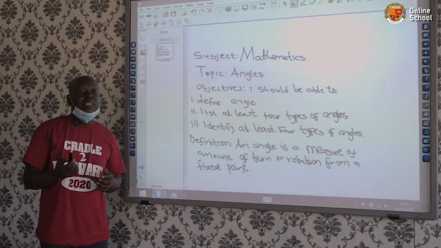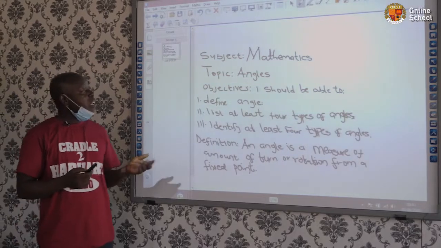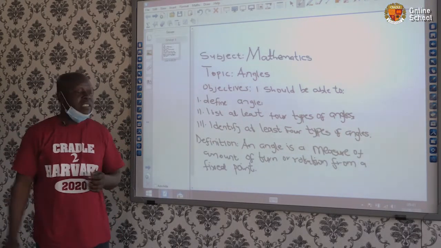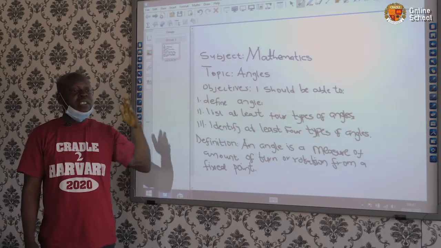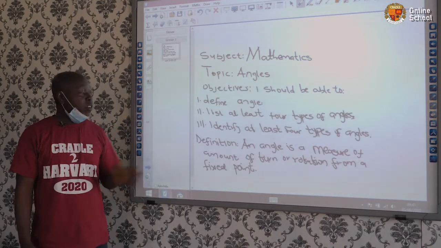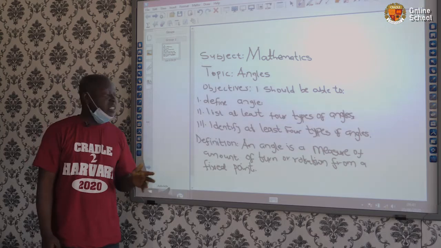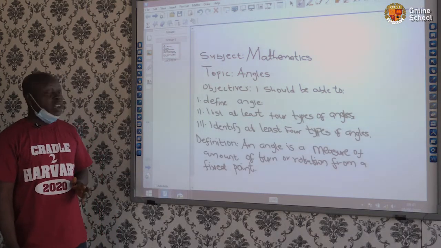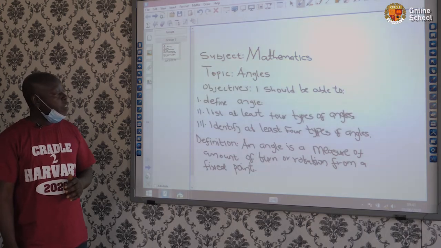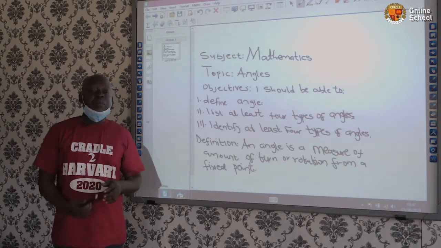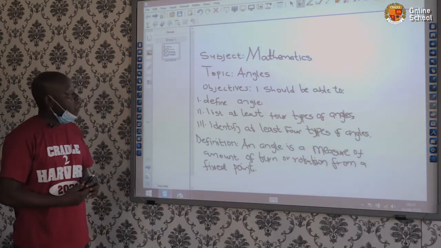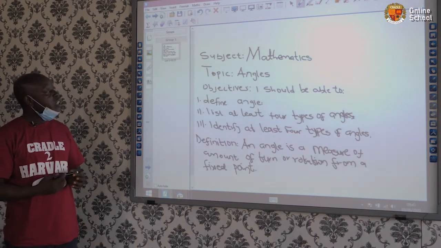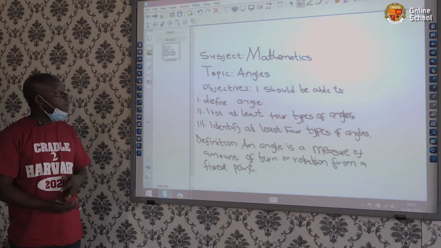We said perpendicular lines means when a vertical line crosses or meets a horizontal line. Where they meet is called the vertex, and right angles are formed, and then the lines become perpendicular. But today we are going to teach another unique topic, which is angles.